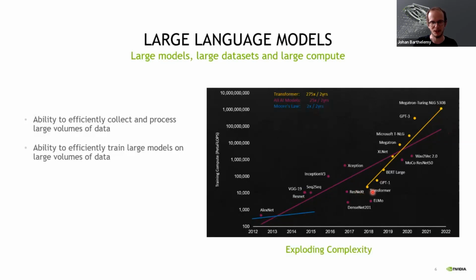In 2017, we got the transformer model that enabled large language models, and those models have an even steeper curve, right? So every 2 years, the complexity increases by a factor of 275x. Right? And we are able to do that because we have the hardware to perform the computations, namely the GPUs, and we are also able to collect data more efficiently than before, thanks to the internet, IoT, and all those accelerated databases as well. So truly, the complexity is exploding in terms of data, in terms of compute, and in terms of complexity of the models.